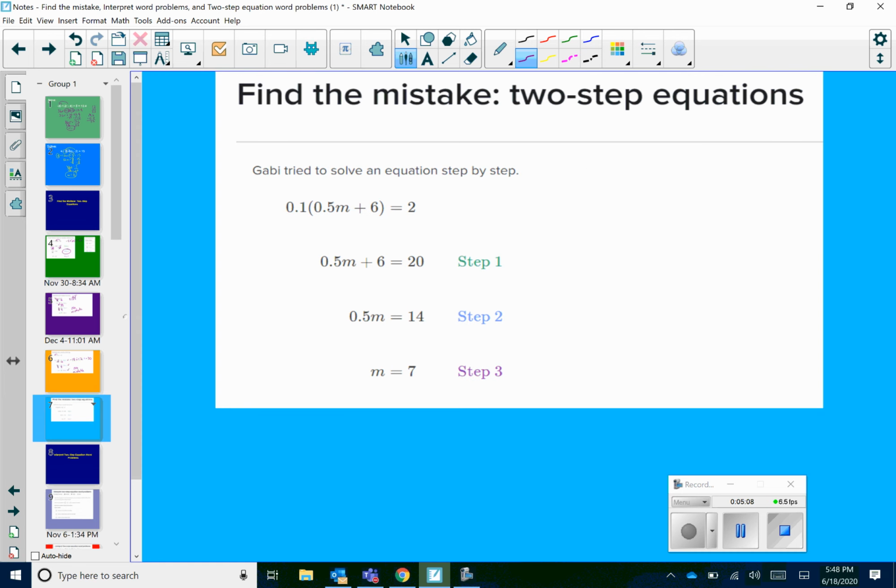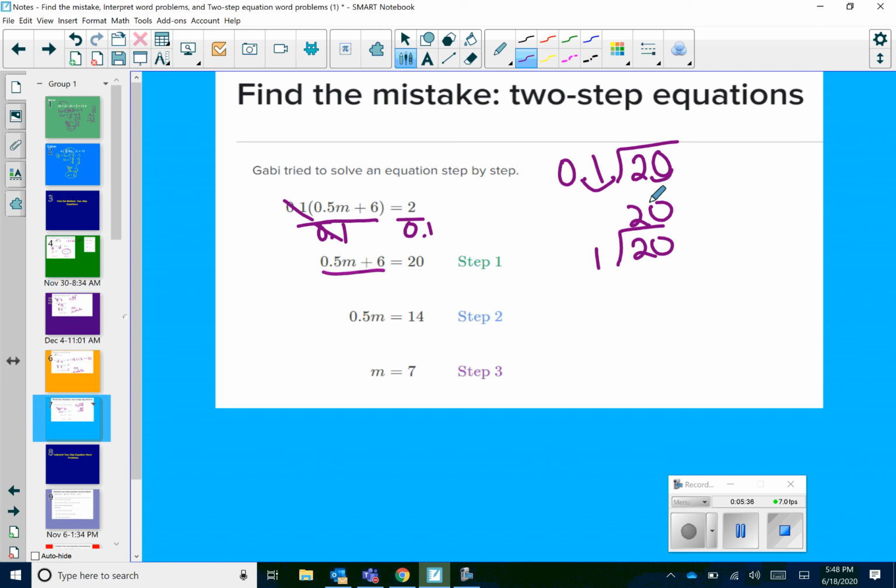Let's try one last one. Notice that what's in the parentheses here is the same as here, so it looks like they factored out 0.1 first. So we're going to divide through by 0.1. Now we're going to do 2 divided by 0.1. I have to scoot my decimal over one place, which means this now becomes a 20. So really we're dividing 1 into 20, which 1 goes into 20 times, which is what they have.